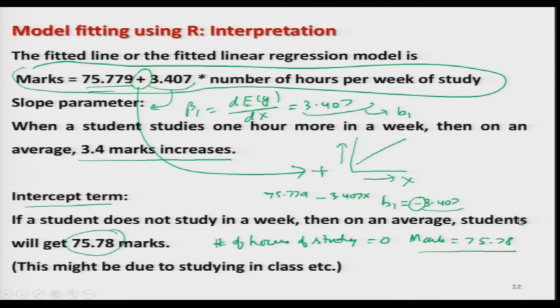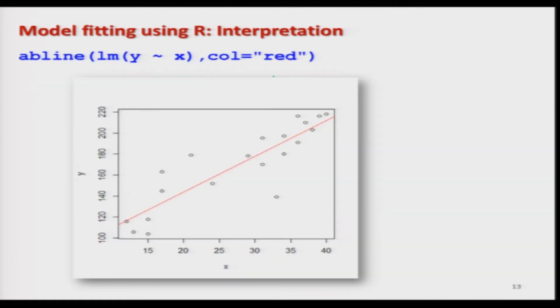What line have you obtained here? Y is equal to 75.78 plus 3.4 times x, this line. I try to plot this line here. So on the same graphic I try to plot this fitted line in red color.